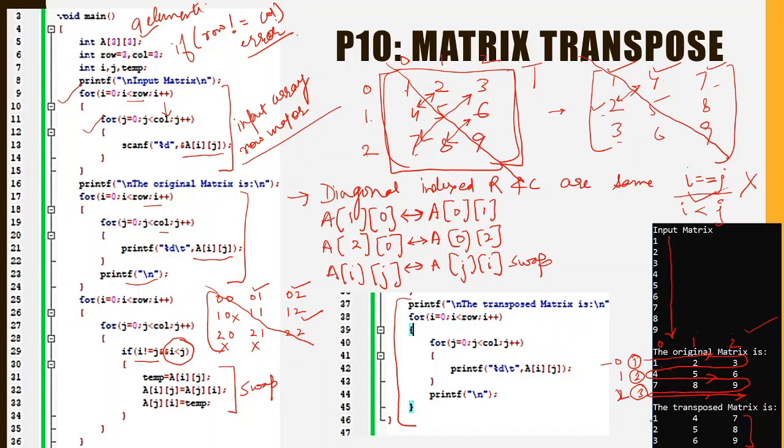You can see that 1, 5, 9 have not changed, and only this 4 is exchanged. This 2 is exchanged with 4, so this is 4 2. Their exchange happens, and this exchange happens, and this exchange happens. Fine, so these exchanges happen, and this was the process of matrix transpose.